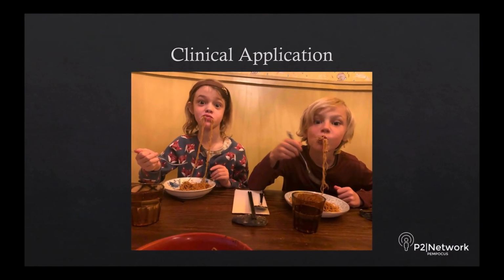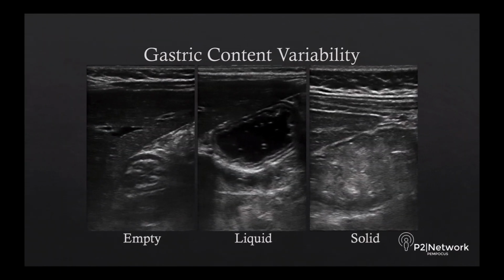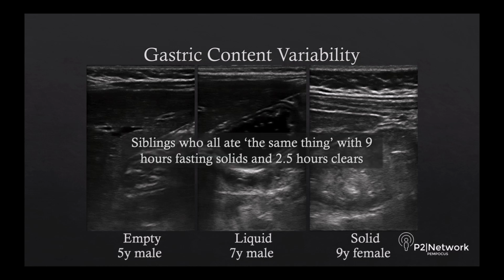Now, having reviewed the technique for this evaluation, let's look at its clinical application. The clinical application for this technique is centered around the fact that gastric content is variable. If you recall back at these images we showed previously, looking at the empty, liquid, and solid content as visualized with a linear probe, what's interesting about these images is that these three images are from siblings presenting to the pediatric emergency department all of whom had eaten the quote-unquote same thing, with a fasting time of 9 hours for solids and 2.5 hours for clears. Despite this, the sibling on the left has a very empty stomach and is considered to be low risk by the anesthesia models. The sibling on the right has thick solid content and would be considered to be high risk.